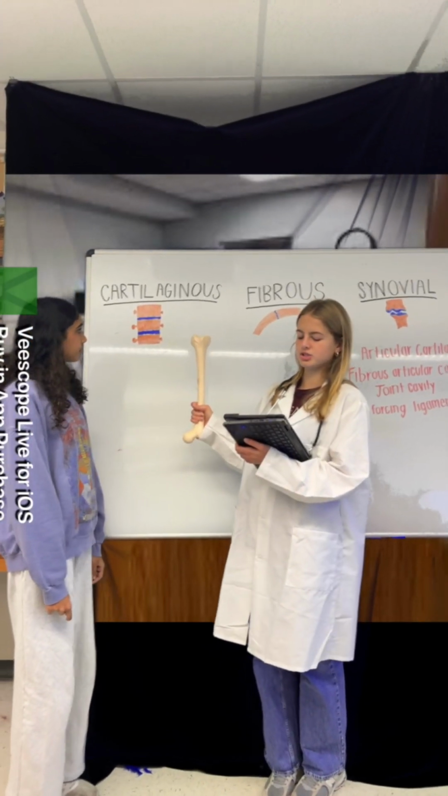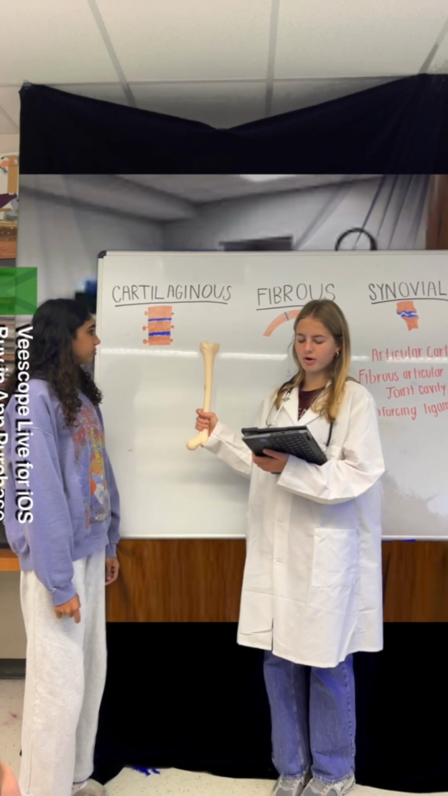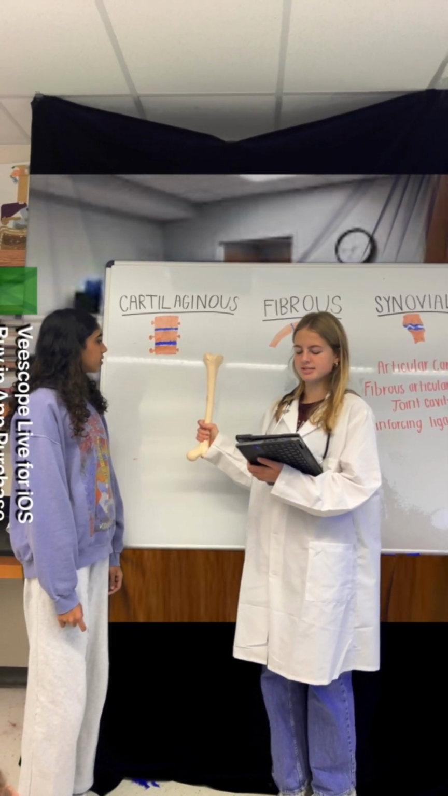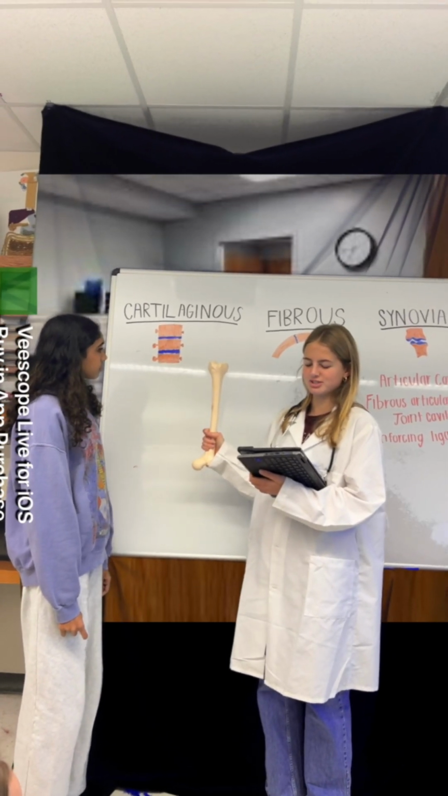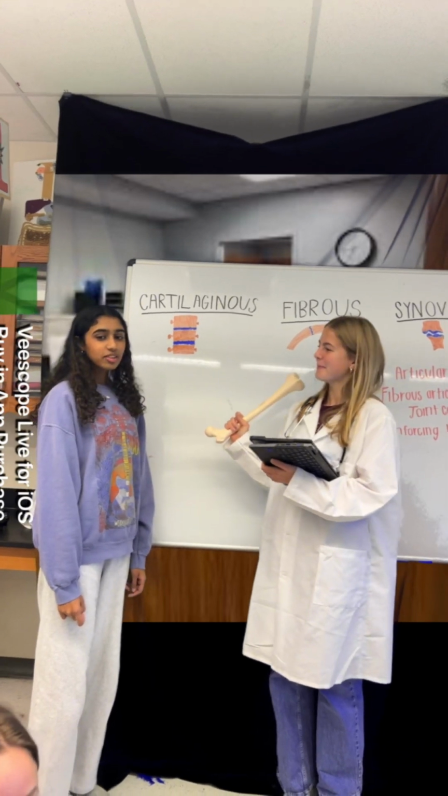Next are cartilaginous joints, where the bones are attached by cartilage. An example of this is a slightly movable or amphiarthrotic joint in the pelvis called the pubic symphysis. On this board, we have a separate picture of a vertebrae and another cartilaginous joint because the vertebrae are separated by cartilage discs.